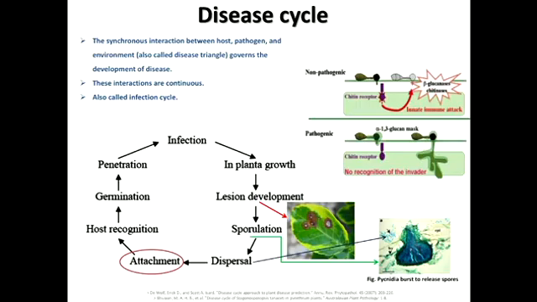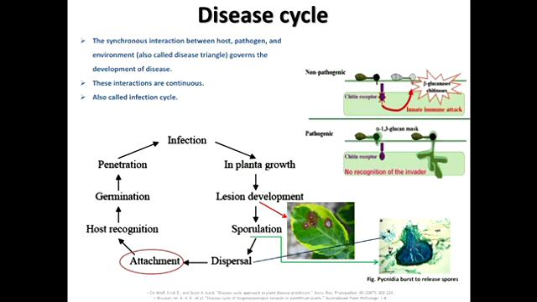And we should know about the cycle of the disease. It's also called the infection cycle. If you understand the cycle, then you can understand the disease and how it occurs. It's not only a single step. So it starts from the attachment of what? Conidia or spore, right? So if you see on your right side, there are two groups of pathogen. One is non-pathogenic, another is pathogenic.